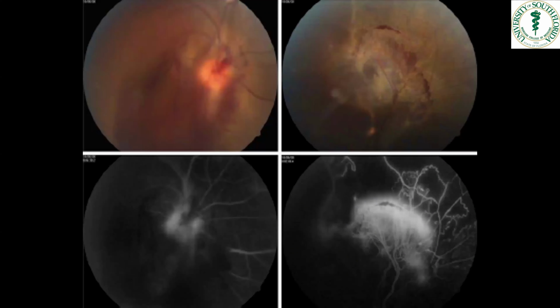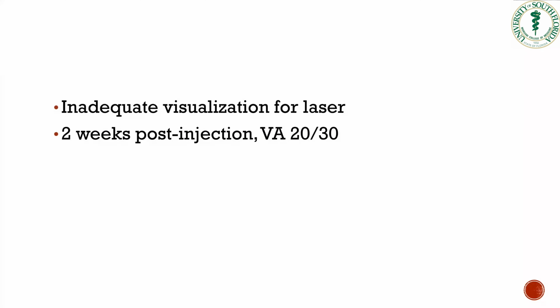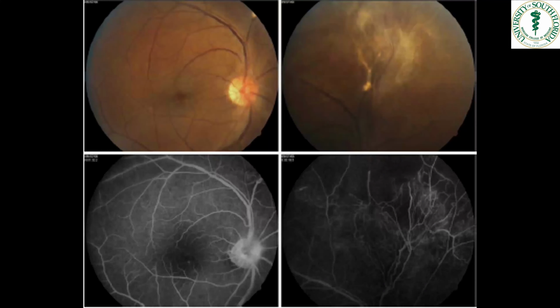So back to our patient that we described before, the 27-year-old that presented with these findings. He had inadequate visualization for laser. He received an injection, and then 2 weeks post-laser, he was 20/30, and you can see a nice resolution of the vitreous hemorrhage as well as regression of the neovascular membranes, which is also confirmed on the fluorescein angiography as well.